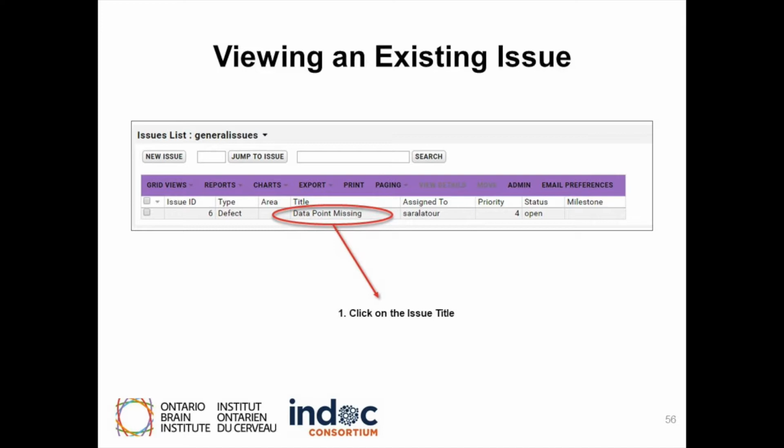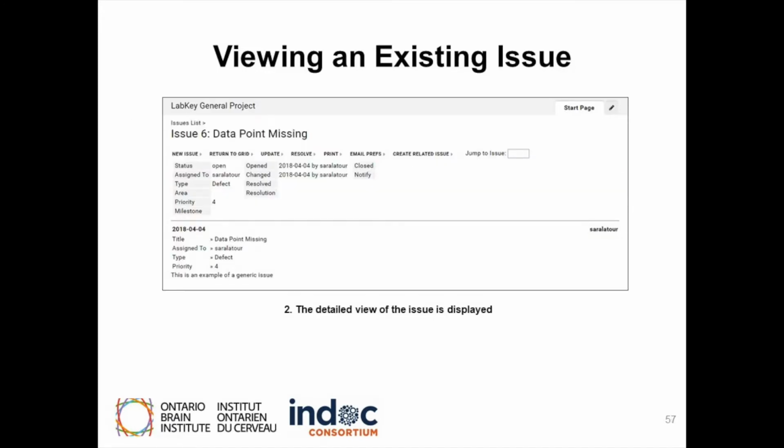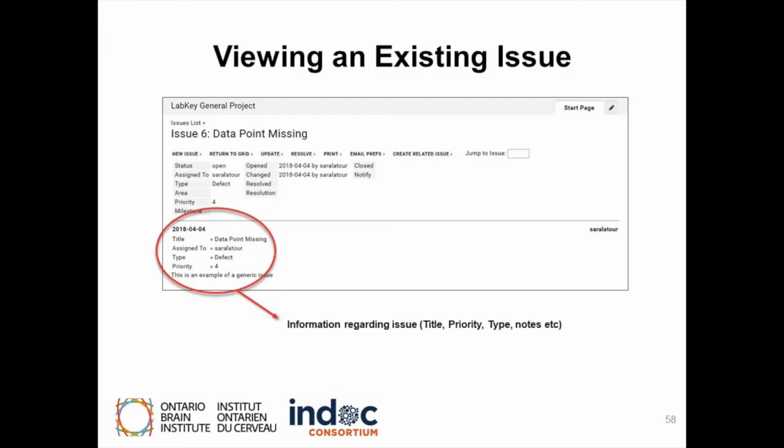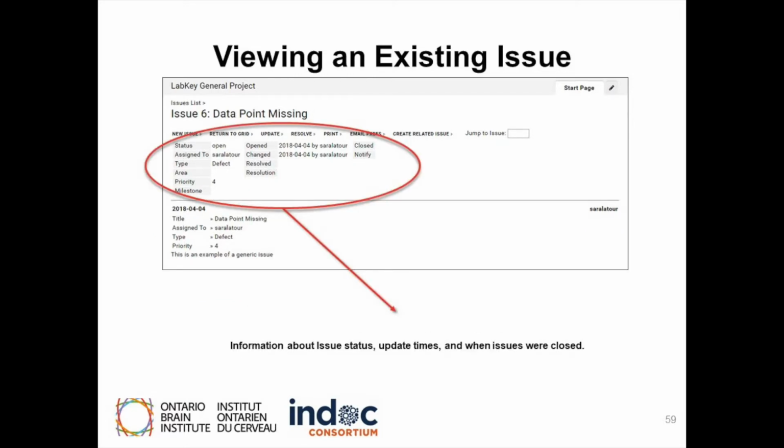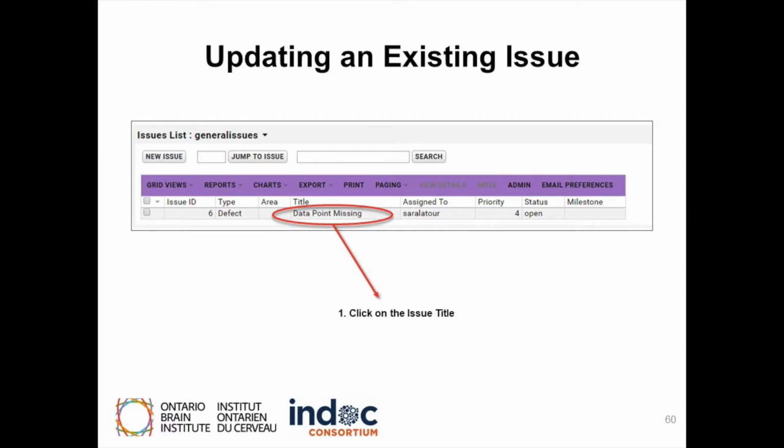To view an existing issue in LabKey, first select the issue's title. After, you will be redirected to a detailed view of the issue. Here you will be able to see information about the issue, including its title, the priority, the type of issue, and further notes or descriptions. Information regarding issue status, times of updates, and when issues were closed are provided at the top of the issue details page.